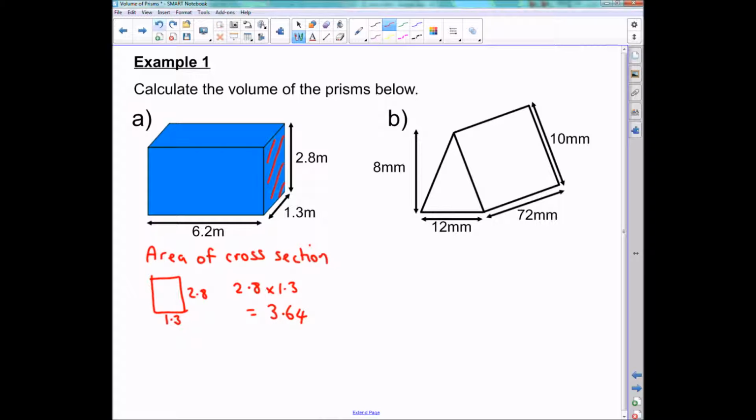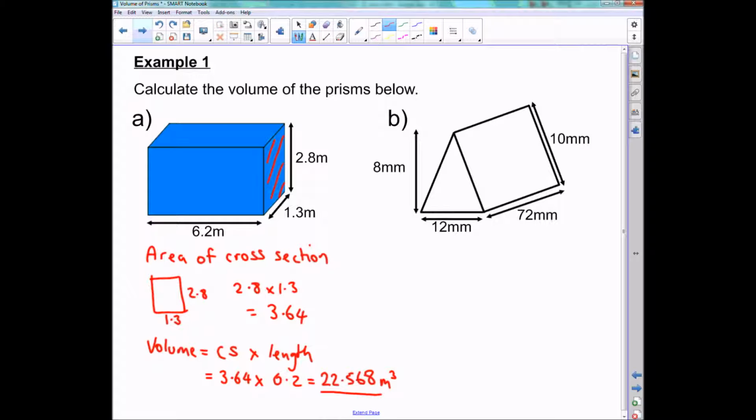I'll get an answer of 3.64. Okay, so now I need to do the volume, and the volume, if you remember, is the cross-section multiplied by the length. So the cross-section for this cuboid was 3.64 and the length is 6.2. Multiplying those two together on my calculator, I get an answer of 22.568. Now if you remember, this is volume and we're all in meters here, so my units are going to be meters cubed.